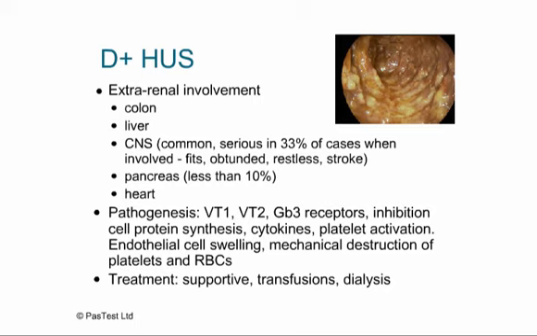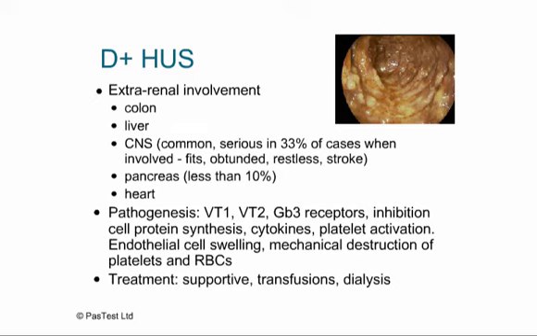So what happens? Why do you get HUS? What happens to the toxin? Well, the toxin binds to VT1, VT2 and GB3 receptors that are seen most commonly in the kidney, but also in the other sites listed above. When the toxin binds to the receptors, there's inhibition of cell protein synthesis, activation of cytokines and platelets, and you end up with endothelial cell swelling. And as the endothelium swells, that causes further mechanical destruction of platelets and red blood cells, and you end up with the hemolytic anemia, and as the vessels become occluded, you end up with the acute renal failure.